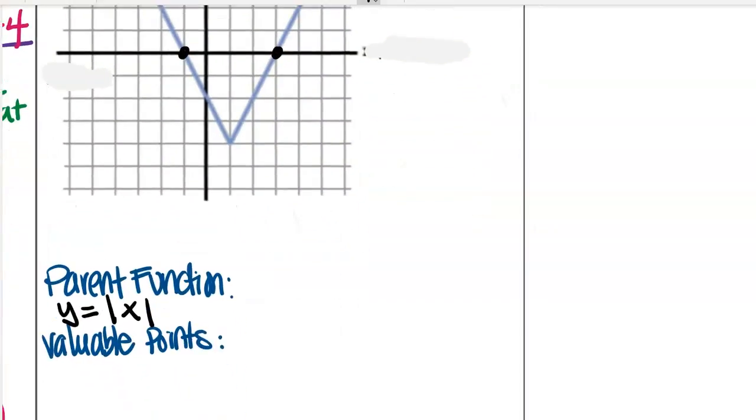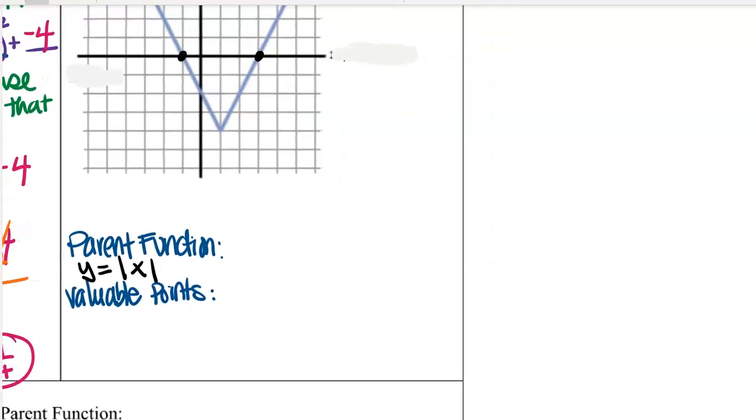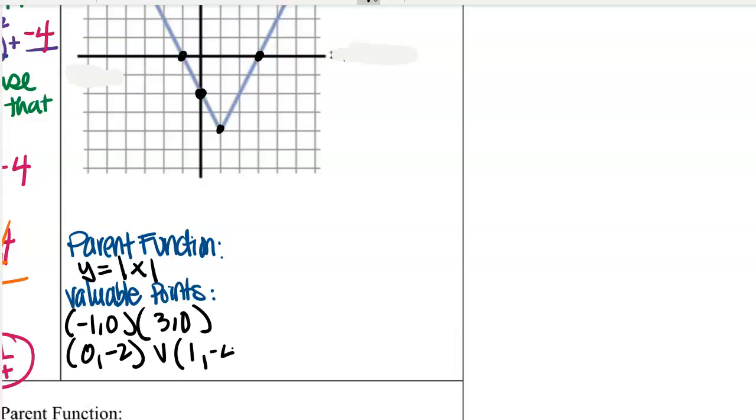The x-intercepts are, let's see, -1, 0 and 3, 0. In this one, the y value is also super nice. So the y-intercept here is going to be 0, -2. And the vertex, it's also awesome. The vertex is 1, -4.